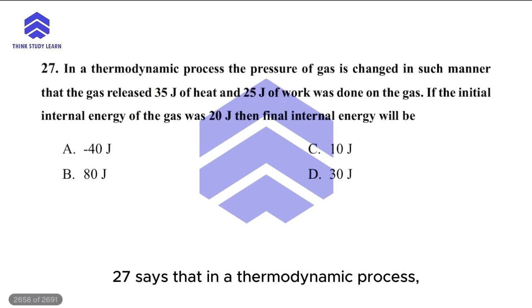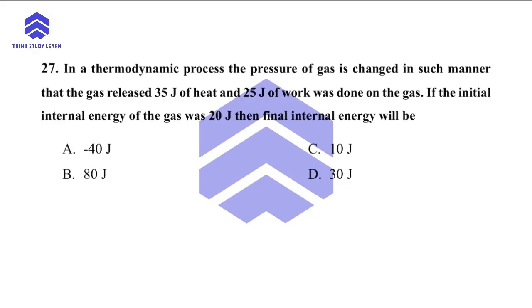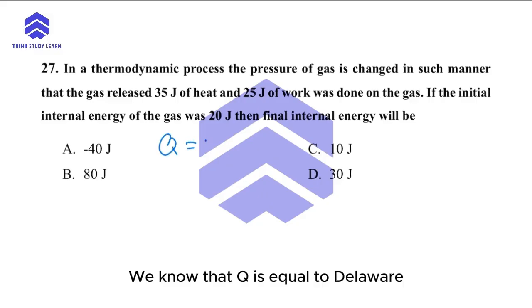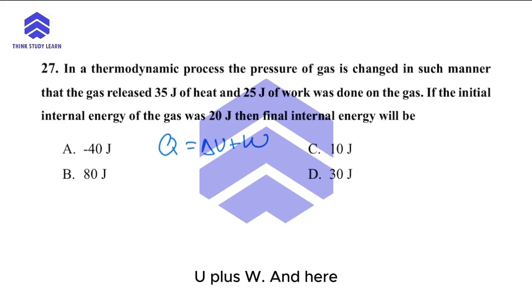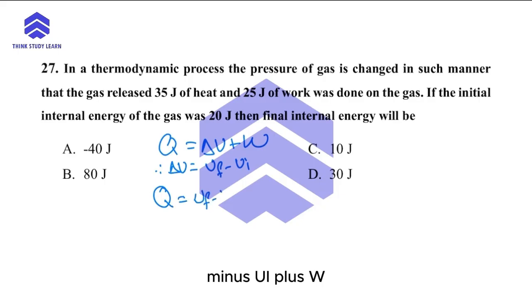Question 27 says that in a thermodynamic process, the pressure of gas is changed in such a manner that the gas released 35 joule of heat and 25 joule of work was done on the gas. If the initial internal energy of the gas was 20 joule, then the final internal energy will be. We know that Q is equal to del U plus W. And here we can say that del U is equal to UF minus UI. So we can write it as Q is equal to UF minus UI plus W.